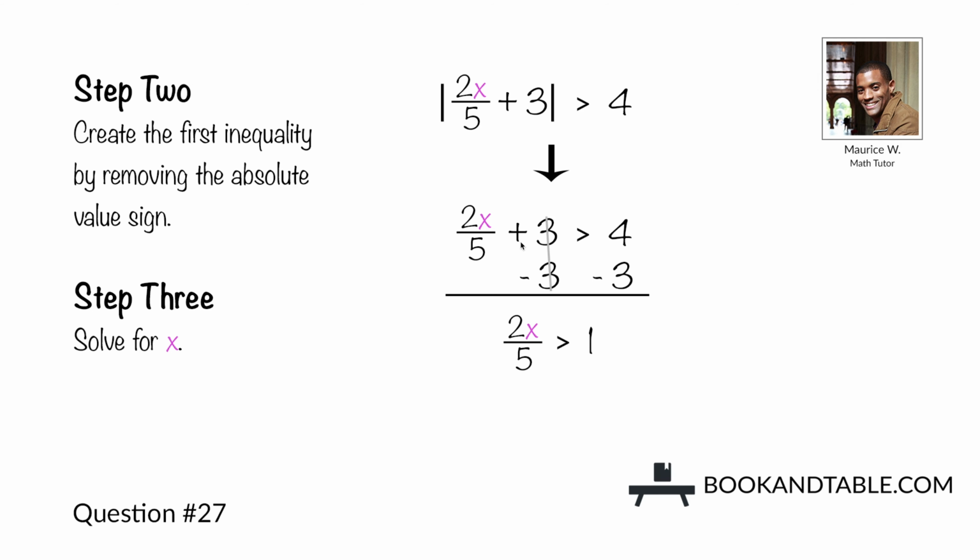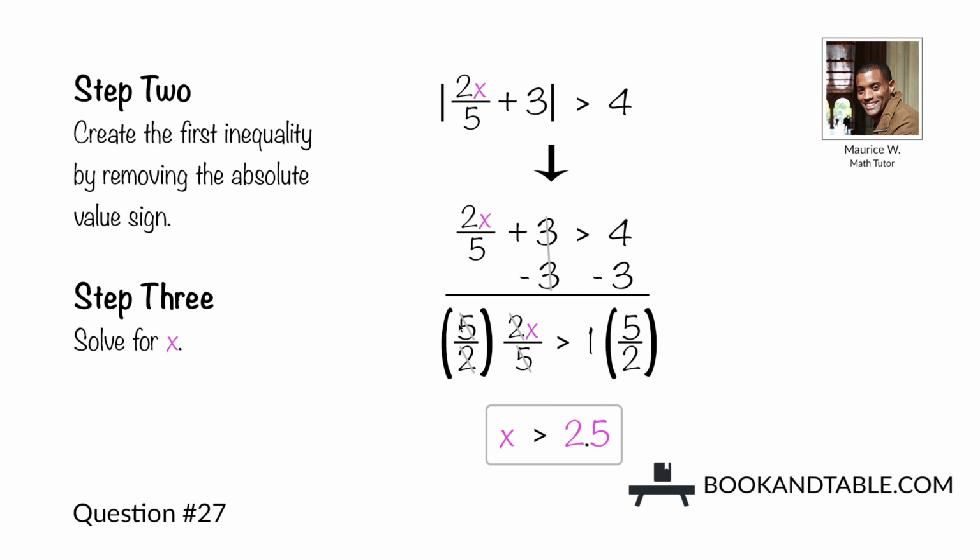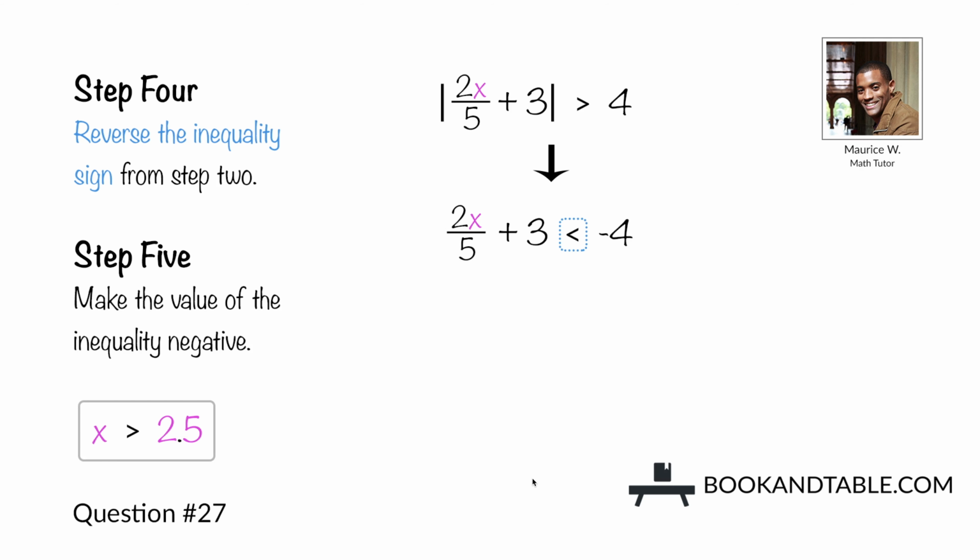Since we're adding 3 to the side, we want to subtract 3 from both sides, leaving you with 2x over 5 on the left, and 4 minus 3, which is 1 on the right. To negate the coefficient 2/5, you want to multiply both sides by the reciprocal, which would be 5/2. 1 times 5 is 5, divided by 2 is 5/2. 5/2 is the same as 2.5. So the first part of our answer is x is greater than 2.5. Put that to the side.